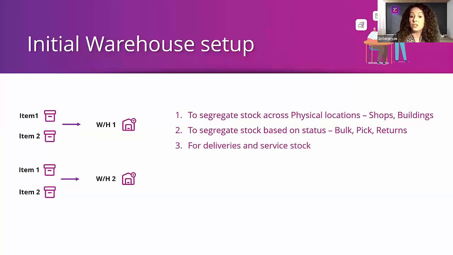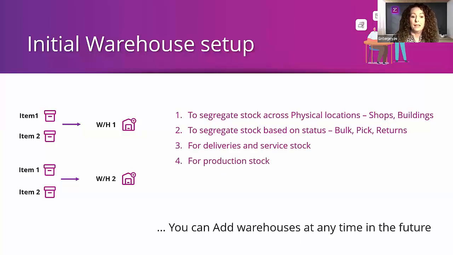For deliveries and service stock, for production stock. So again, you can add warehouses at any time in the future. So as your business model evolves and changes, you can add in warehouses at any time. And of course, through your item setup, then you can assign items to those warehouses as you go through.